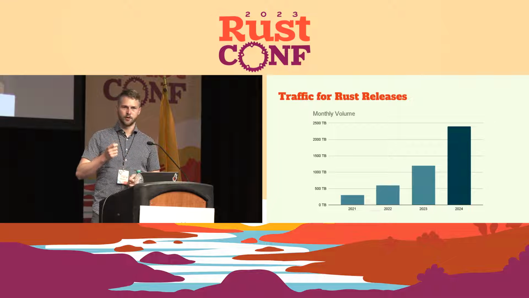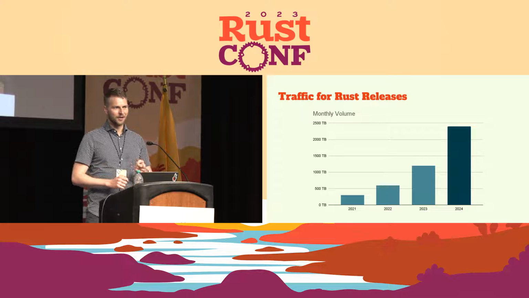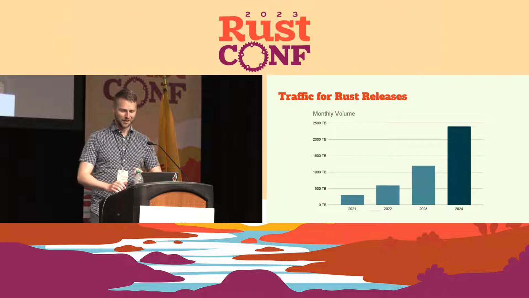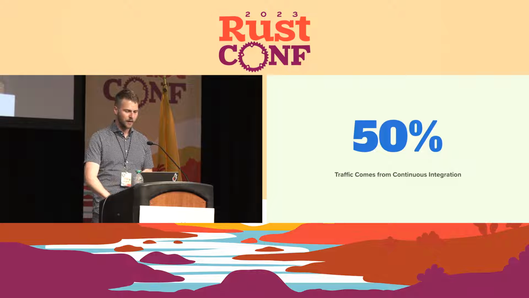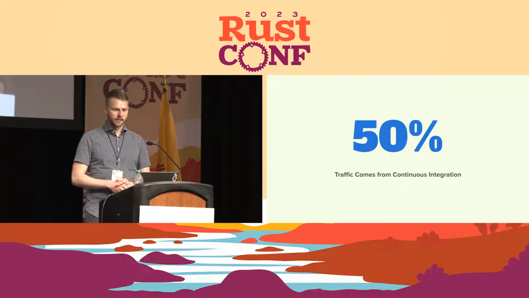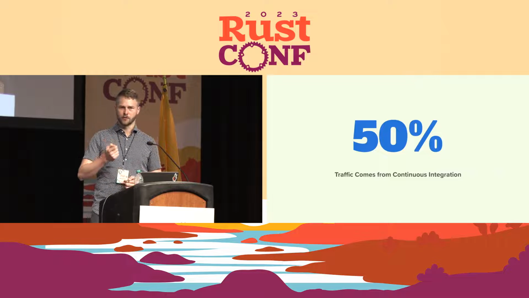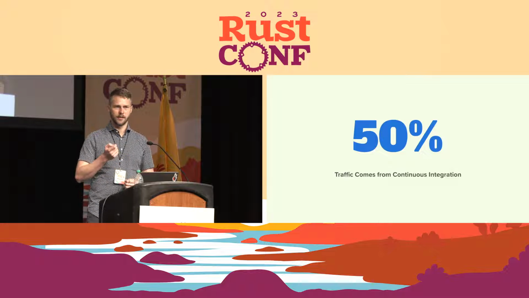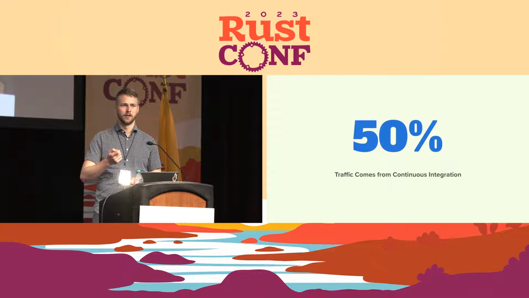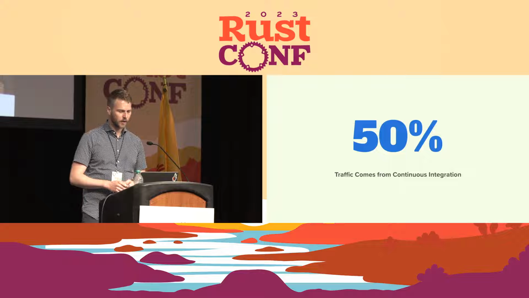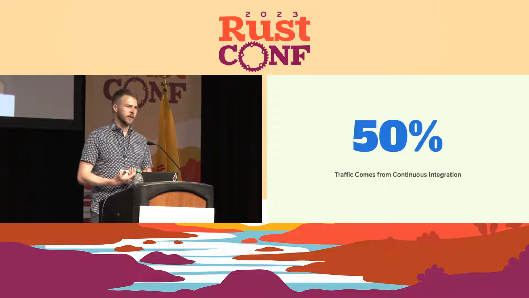And for that, we need to understand more about our traffic and where it's coming from. And that question has a very interesting, and for us at least, in the moment, a little bit unexpected answer. Because what we can see is that 50% of our traffic comes from continuous integration systems. It's not users installing Rust, it's automated tests setting up their environment. Which makes sense.